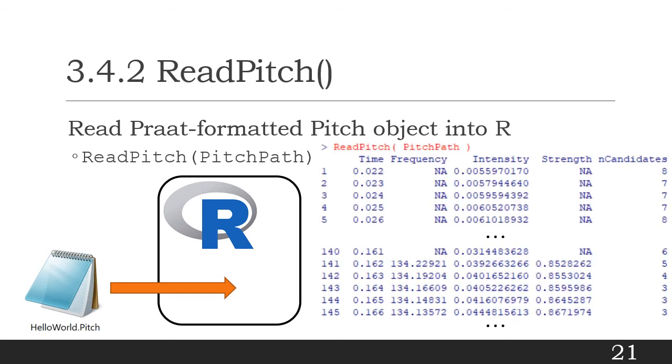If you do this, and then you look at some of the lines of content inside R, you see that we have time, frequency. If there's no pitch at a time point, then it's NA. Also, Praat Pitch objects contain information about intensity, candidate strength, and number of candidates. And so that rich information is contained in this representation as well.